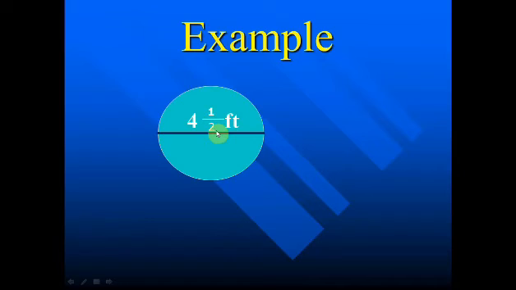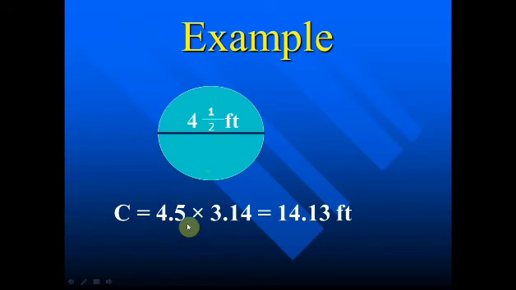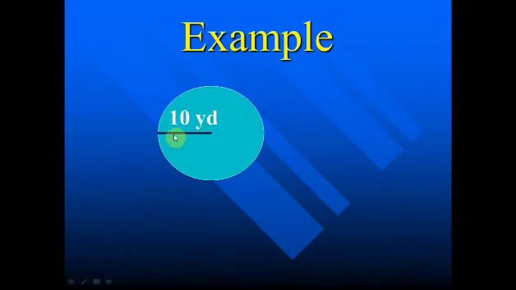Another example, here we have diameter 4.5. 4.5 in decimal form, and we have diameter. For that we multiply the length of the diameter by the value of pi. 4.5 multiply 3.14. The result will be 14.13 feet.